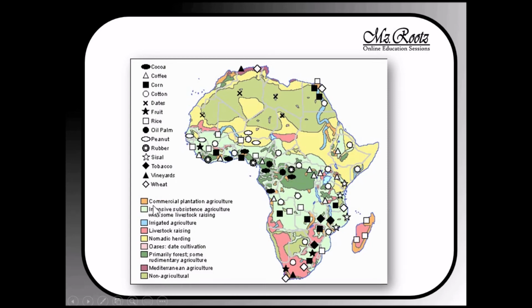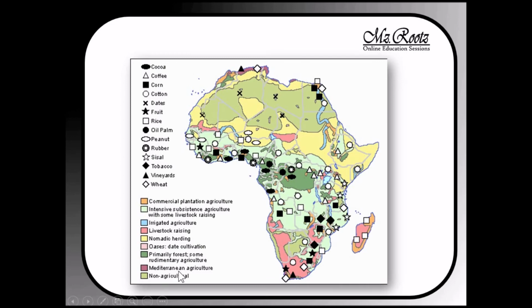Then let's have a look at the colour-coded area. So the orange represents commercial plantations. So this is farmed land. Then we've got livestock raising. If we look south, we've got lots of livestock raising going on.